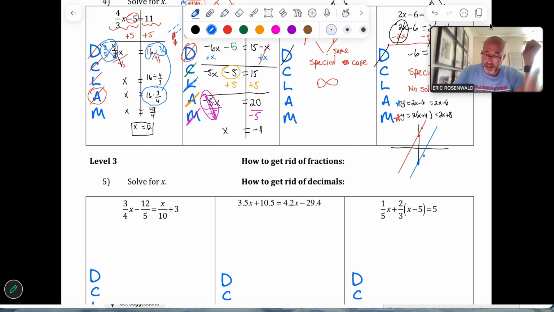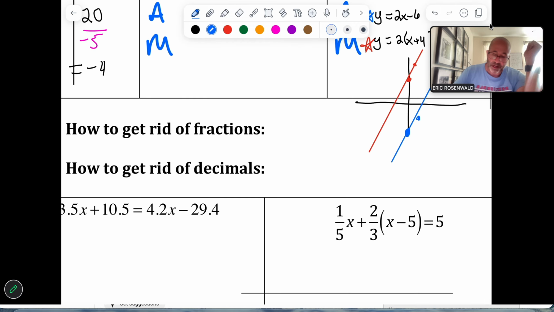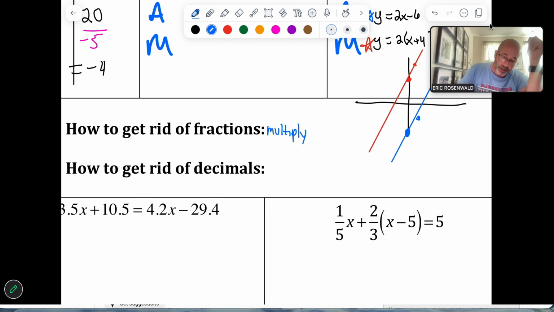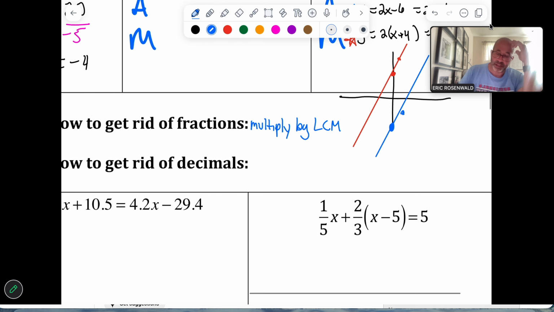Let's move on to fractional work. Okay, how do we get rid of fractions? I said this to you in our first unit, I believe. It was multiply by the LCM, or LCD, the least common multiple. And how do we get rid of decimals?